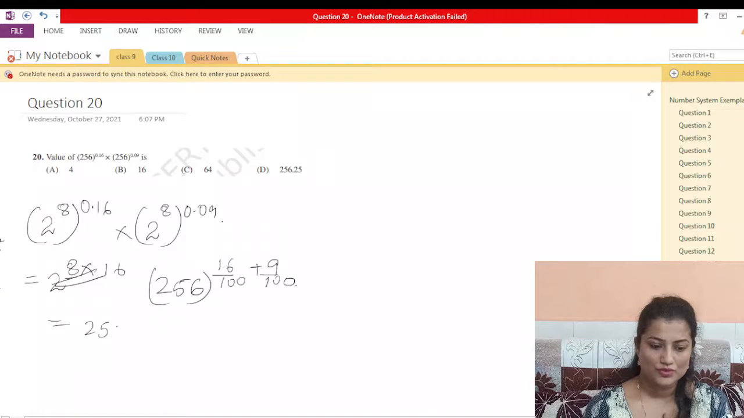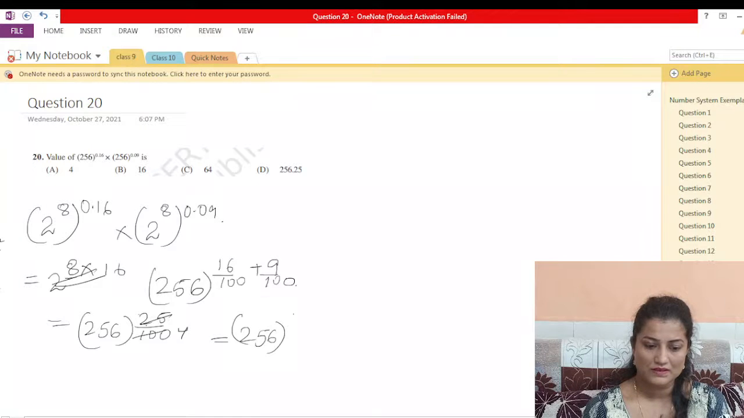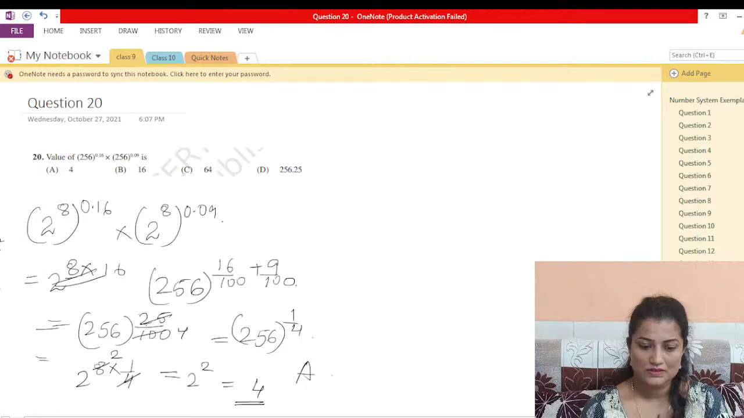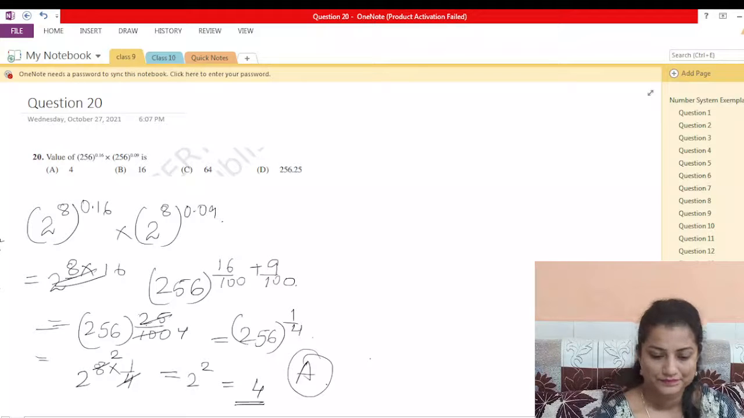So it will be 256 raised to 16 plus 9, which is 25, by 100, and that will be 1 by 4. So we are getting 256 raised to 1 by 4. Now 256 I have already told is 2 raised to 8, into 1 by 4. So when we cancel it, we are getting 2 square, that will be equal to 4. So the option is A, right?